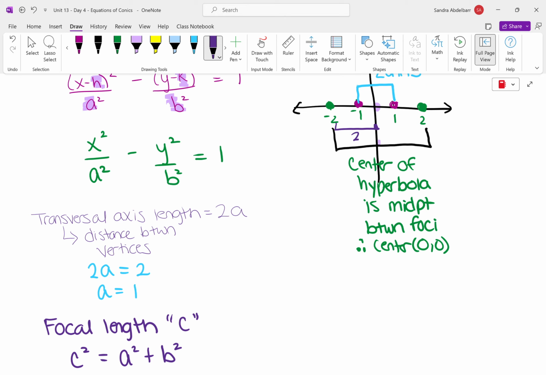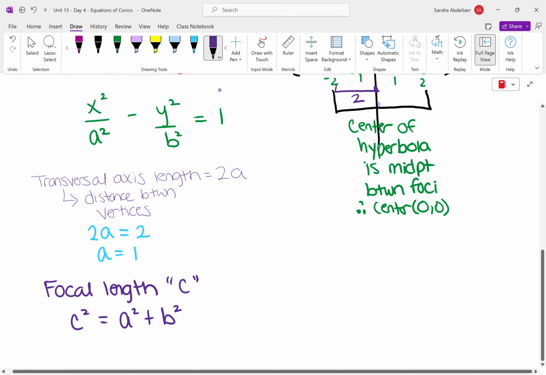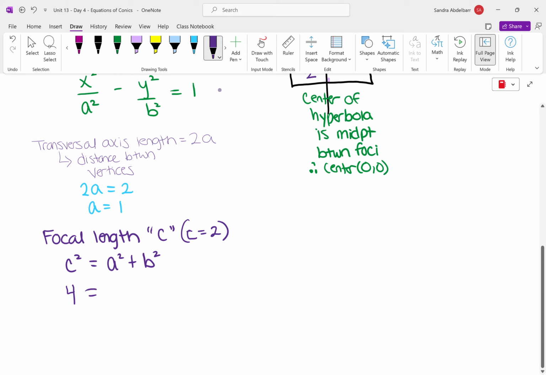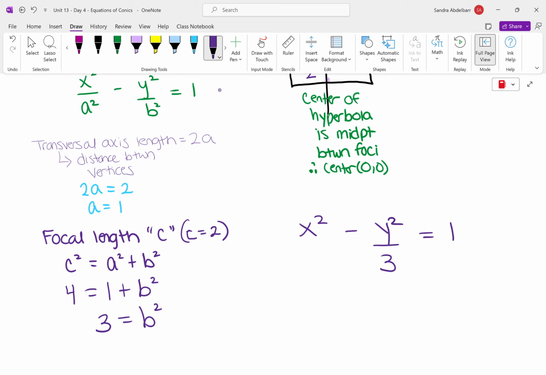So how many units is it from the focus to the center? 2 units. So our C is equal to 2. So now we have 4 is equal to our A squared, which is 1, plus B squared. So B squared is equal to 3. Do I need to root both sides? No. Now we have everything we need. X squared minus y squared over 3 equals 1.